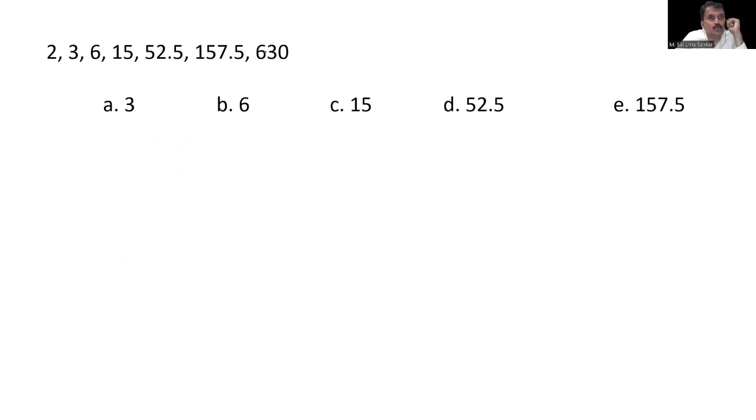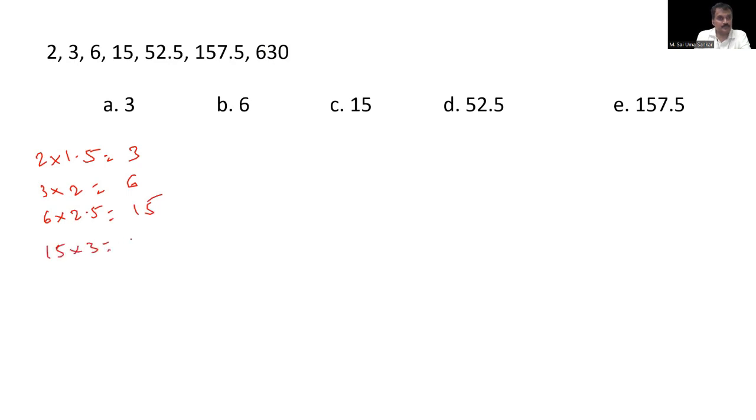Next, 2, 3, 6, 15, 52.5, 157.5, and 630. So what is the answer? It's very simple. 2 into 1.5, that is equal to 3. 3 into 2, that is equal to 6. 6 into 2.5, that is equal to 15.